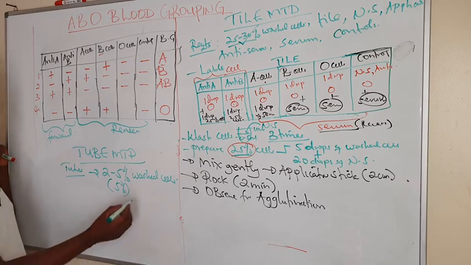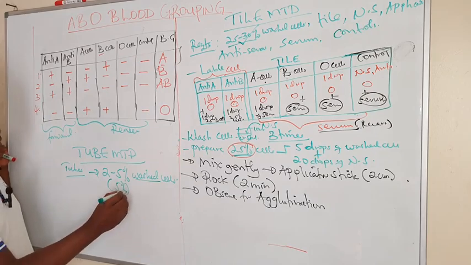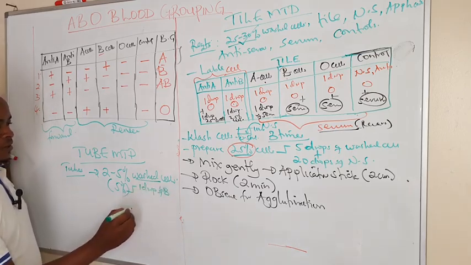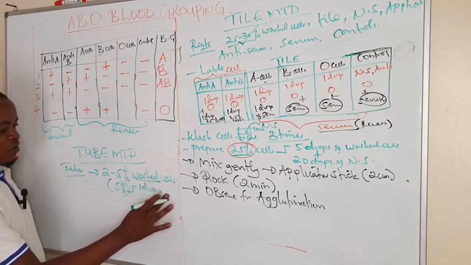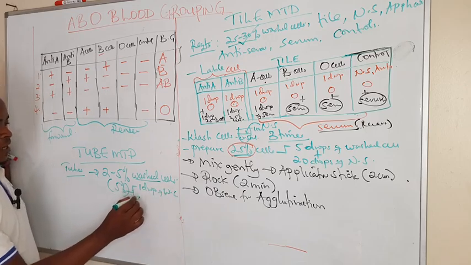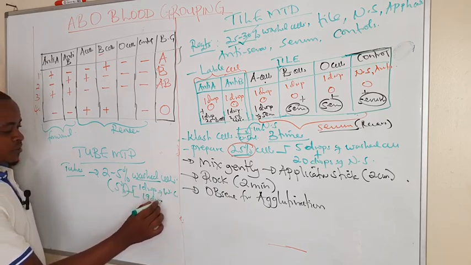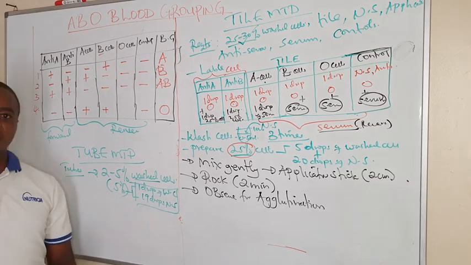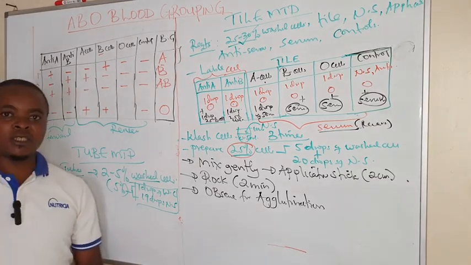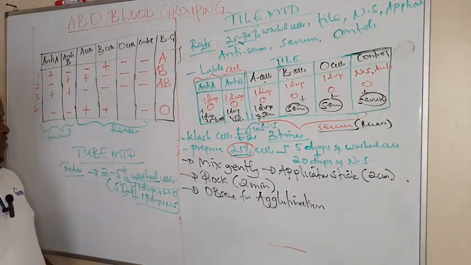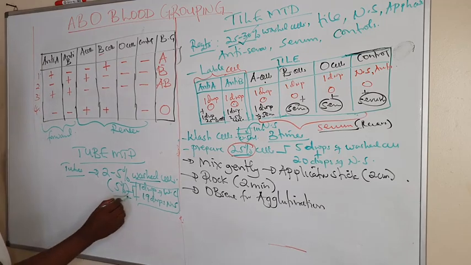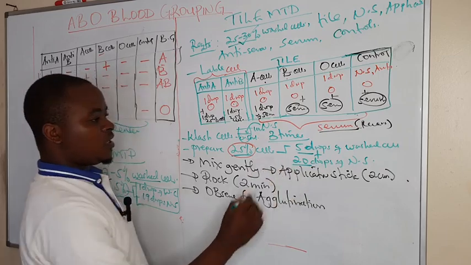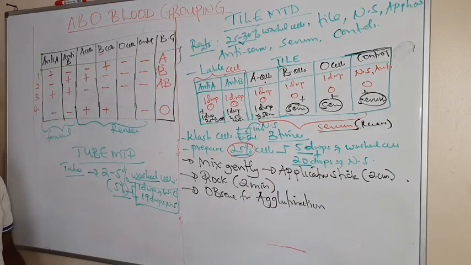And how do we prepare 5% after washing cells? With normal saline, we get 1 drop of whole blood, of washed cells. Then we add 19 drops of normal saline. This is how we make a 5% cell suspension: 1 drop of washed cells suspended in 19 drops of normal saline. But for the tile, we prepared 25% by getting 5 drops in 20 drops of normal saline. That is also another difference.